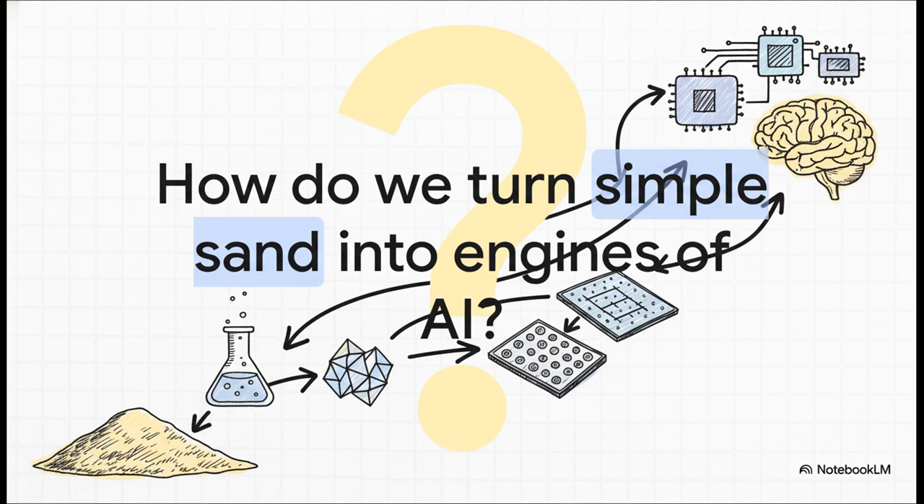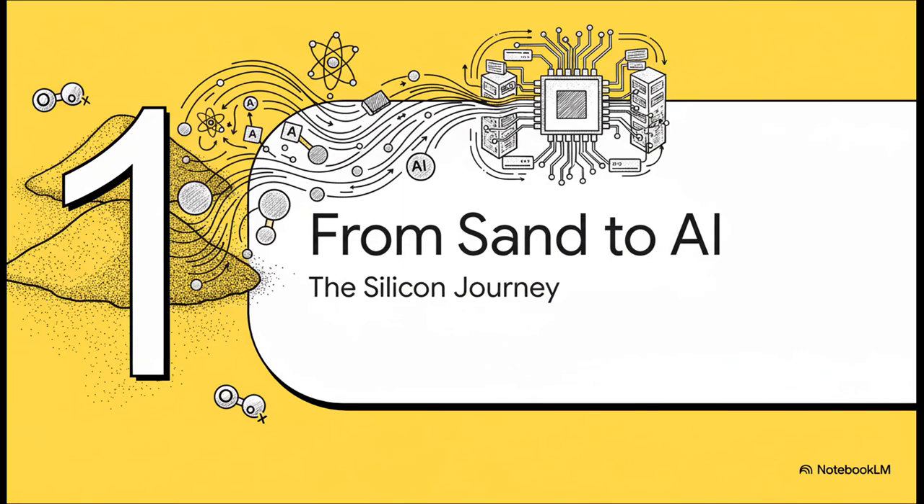It's this incredible journey, really, from one of the most common things on the planet to maybe the most complex thing we've ever built. The heart of every single chip, whether it's in your phone, your laptop, or one of those giant AI data centers, it's all silicon. And where does silicon come from? Good old-fashioned sand. It's actually the second most abundant element here on Earth, right behind oxygen.